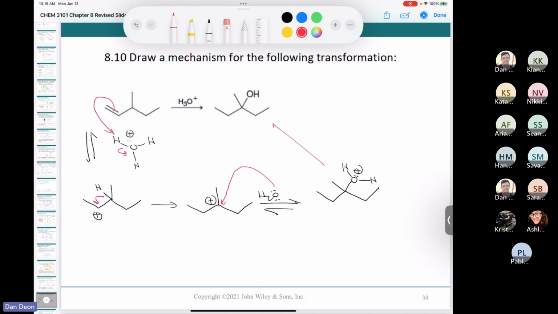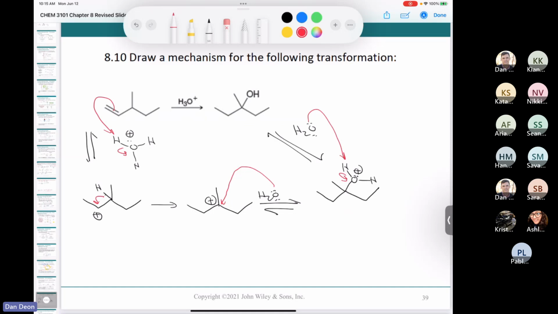And then for the last step, there we go. For the very last step, water is going to come in and behave as a base. It's going to peel this proton off, and we end up with the alcohol. Phew, there we go. All right, got it.